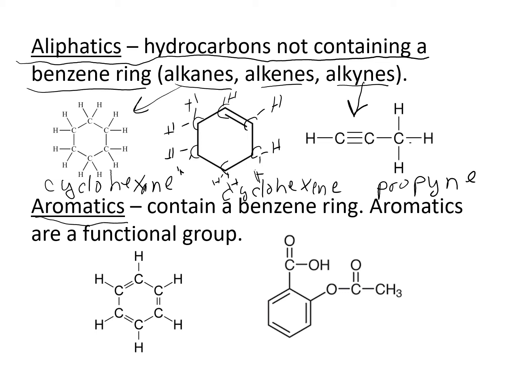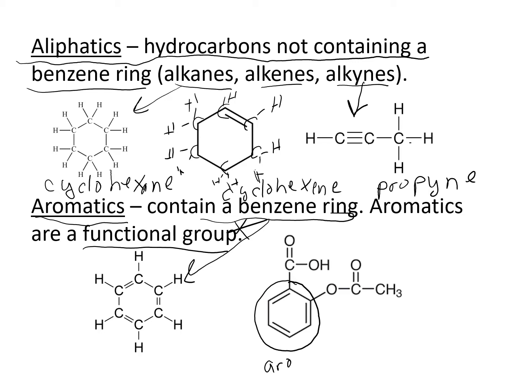Aromatics, again, are compounds that contain a benzene ring, and this is benzene. You need to know the structural formula for that. And aromatics contain benzene. They are also a functional group. So you can have more than one functional group in a compound. This is the condensed structural formula for benzene. So that would be a functional group. We could call that aromatic. Sometimes people just want to say benzene is fine as well.